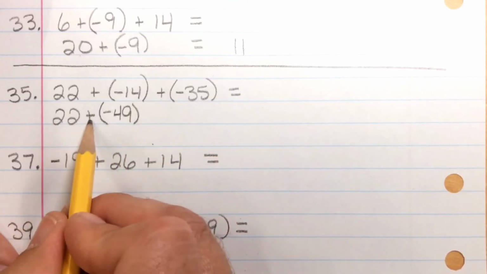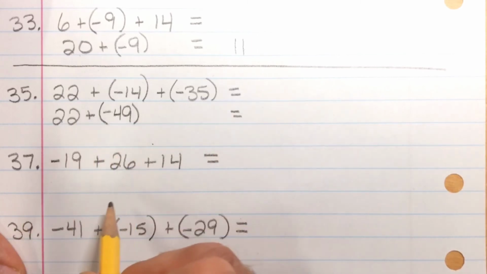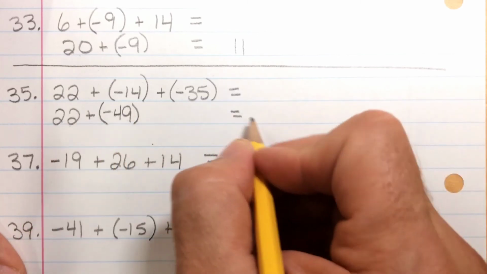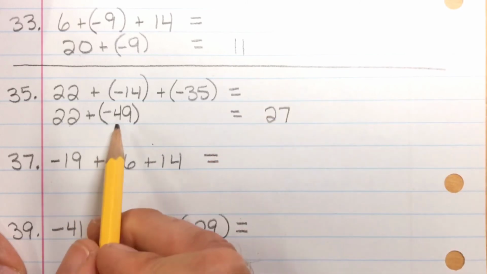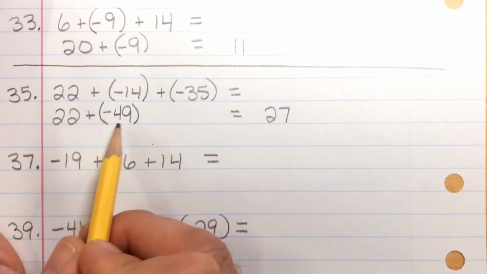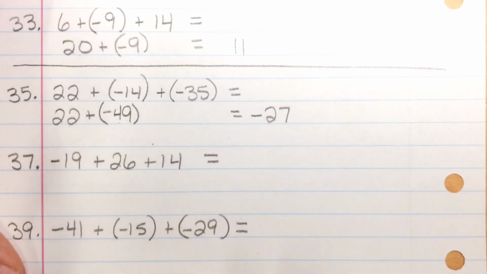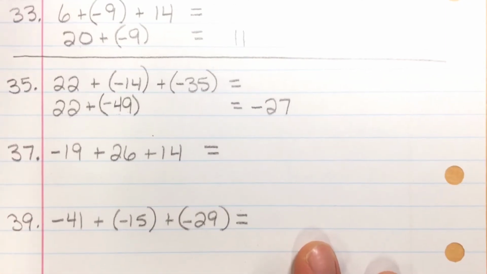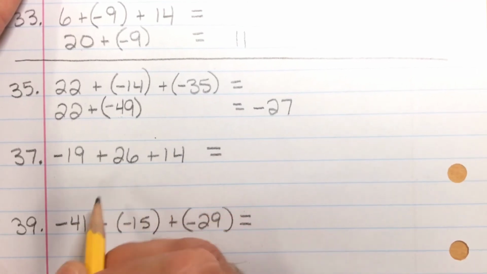Now I have 22 plus negative 49. Different sign now, so I'm going to subtract. 49 take away 22 is 27. So different sign, subtract, keep the sign of the larger absolute value, which in this case is the negative. Negative 27.